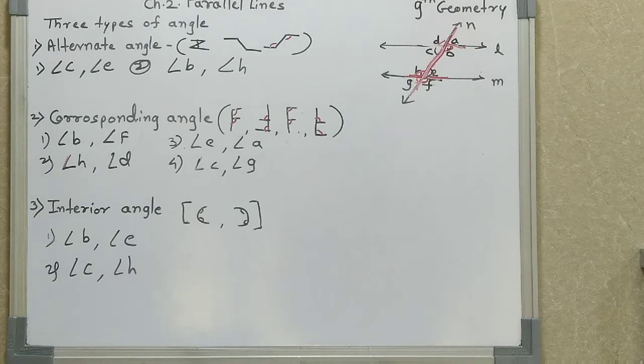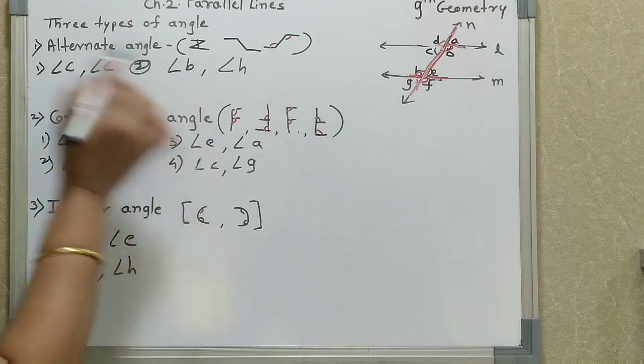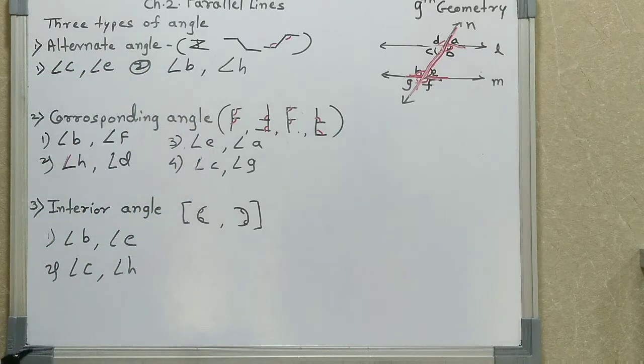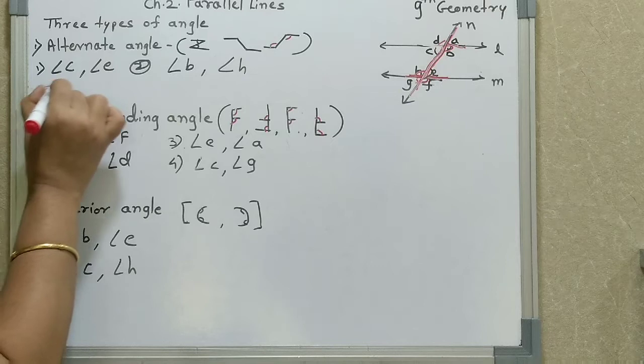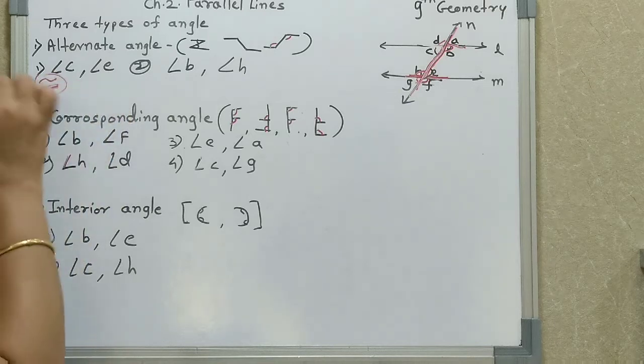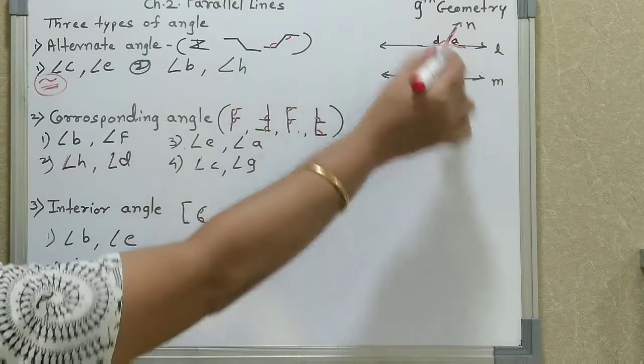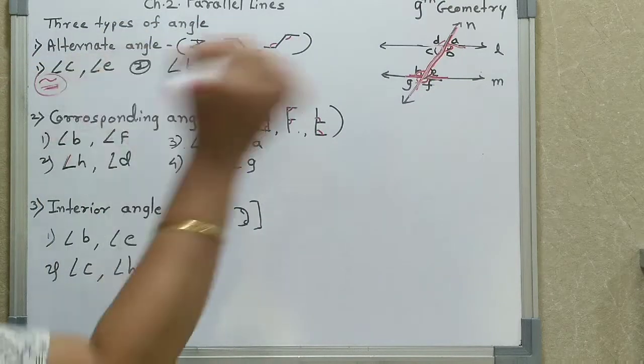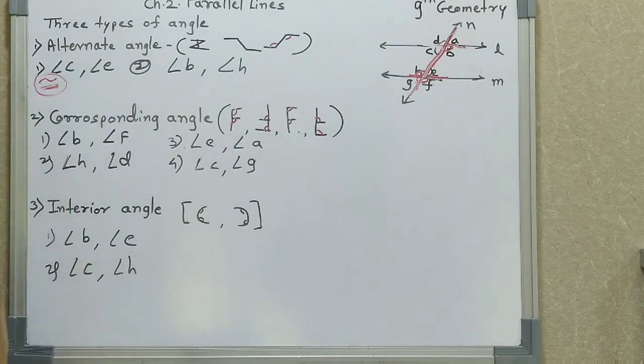That is the first one. The first theorem is given in your textbook, page number 15. What is the first theorem? When a transversal intersects two parallel lines, alternate angles are congruent. So this is the sign of congruent. When two parallel lines and one line intersect, at that time alternate angles are congruent.